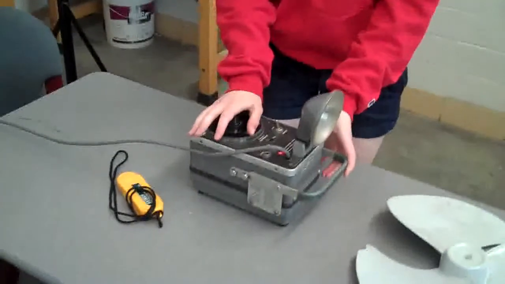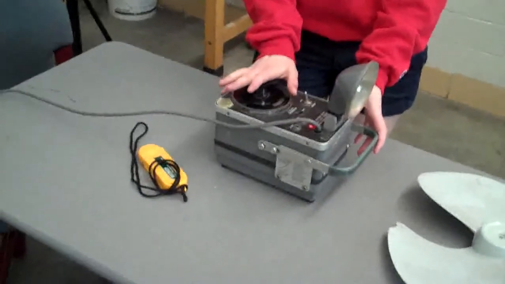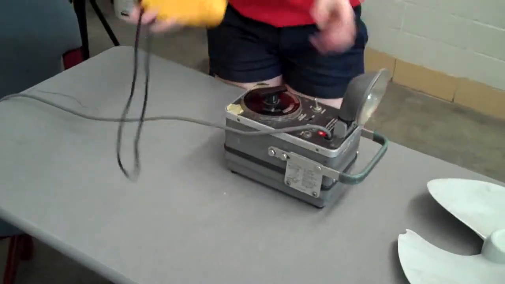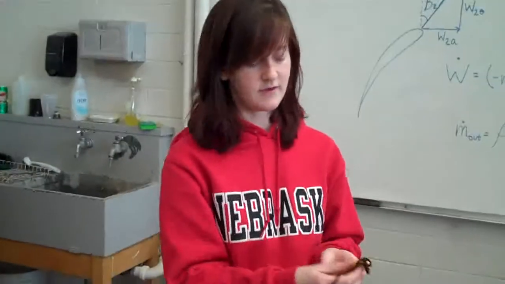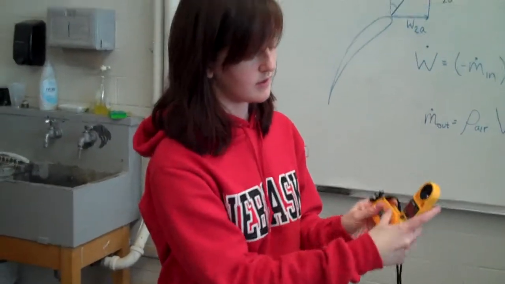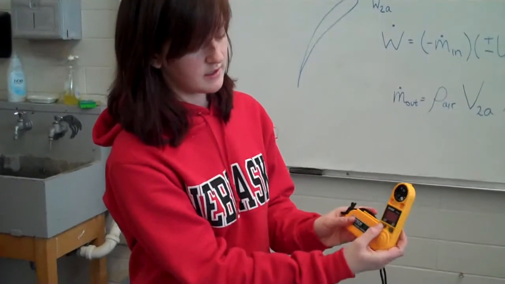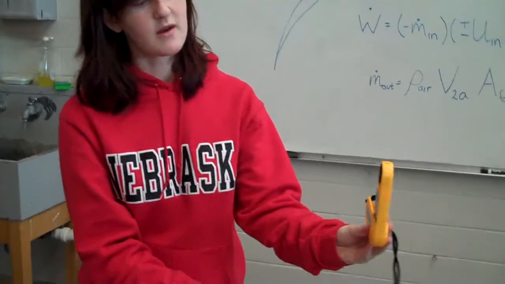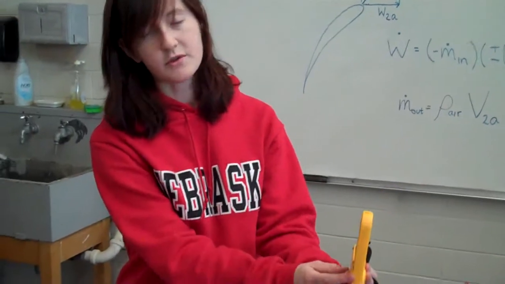To measure the angular velocity of the fan blades, you'll again use the stroboscope that you used in Lab 4C. To measure the axial flow of the air as it leaves the fan, you'll use this flow meter. Simply open it up, turn it on with this button here, and place it in front of the fan at an average radius. You'll get a reading on here.